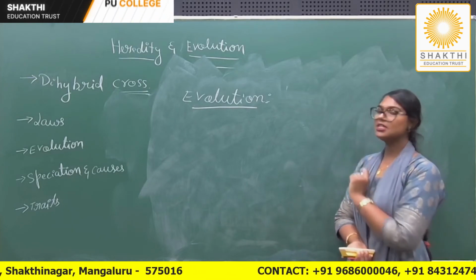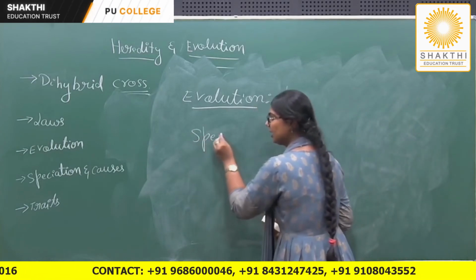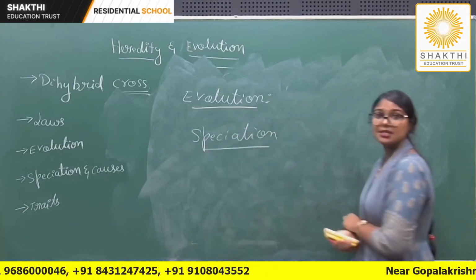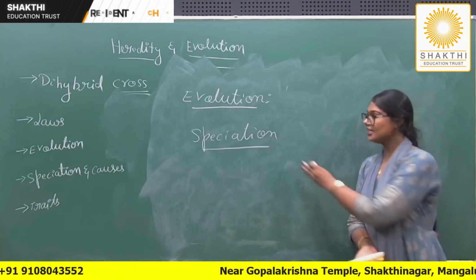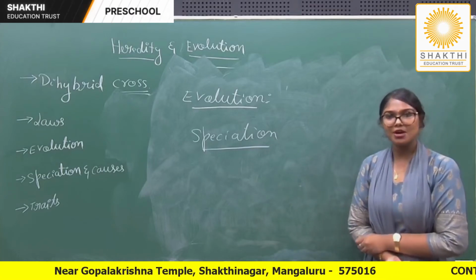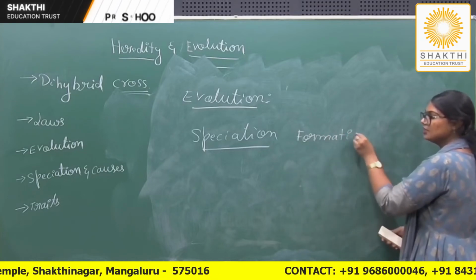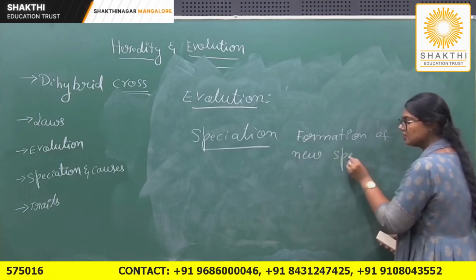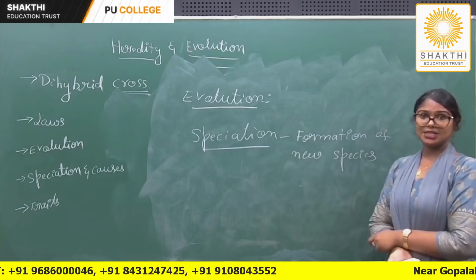With that, we'll finish evolution and quickly go to what is speciation. Again, a commonly asked question. From the evolution part of the chapter, speciation is the most important one. What is speciation? In the name itself, we have it. Speciation is nothing but the process of formation of new species. So new species are formed, students. So the process of formation of new species is nothing but speciation.